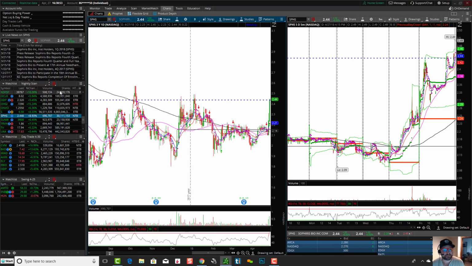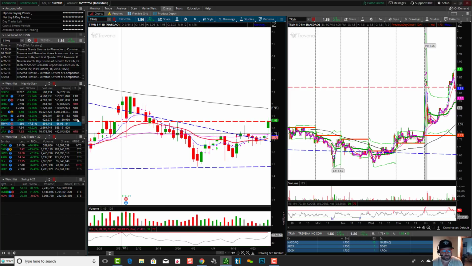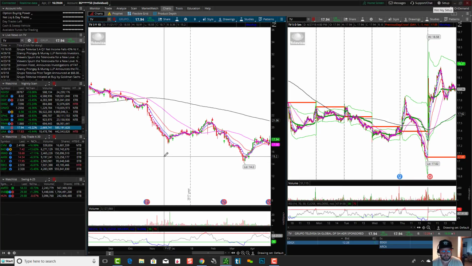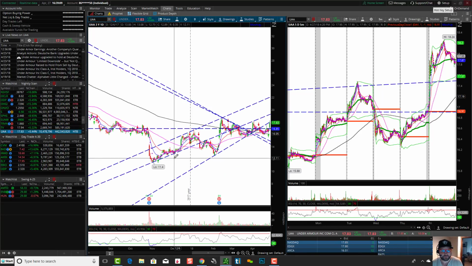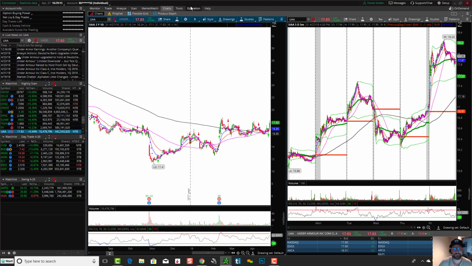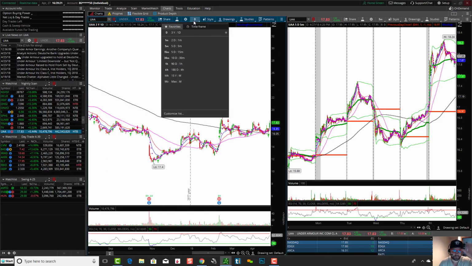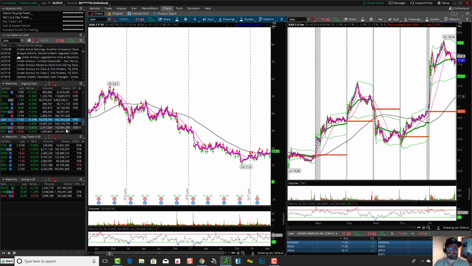SPHS, don't like it. No. SUNW, nope. TRVN, nope. TV, I don't like it. UAA, is that Under Armour? Kind of a messy looking pattern. Look at the hourly. Yeah, it's kind of got an ascending triangle look to it. So this is a little bit messy, a little tricky to trade, so I'm not going to put that one on.